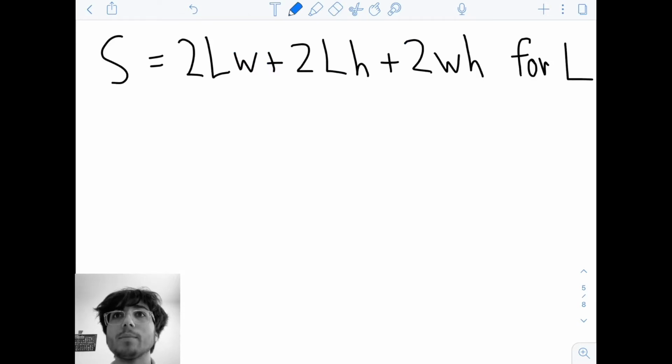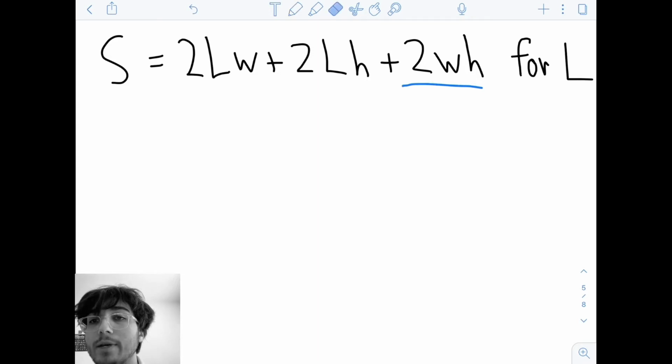So here's the formula for the surface area S of a rectangular prism. That means that the surface area equals 2 times the length times width plus 2 times the length times height plus 2 times the width times height. And let's solve the formula for the length L. Since there's two L's in here, we have to get L on the same side of the equation. The only thing that doesn't have L is this term, 2WH. So let's subtract that on both sides.